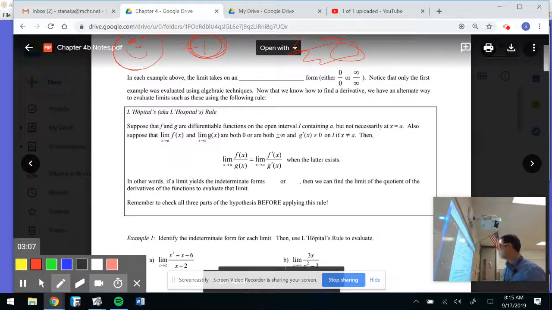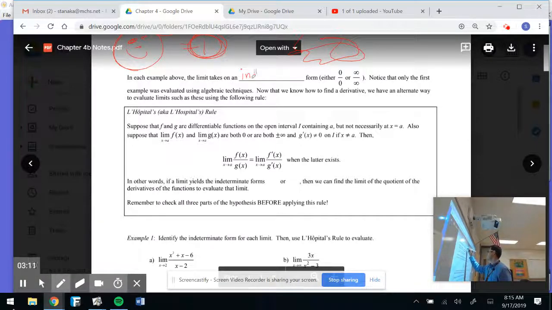All right, so in each example above, the limit takes on what we call indeterminate form, which is 0 over 0 or infinity over infinity. You notice that only the first example was evaluated. Oh, I just said all that. Okay, here we go. L'Hopital's rule.